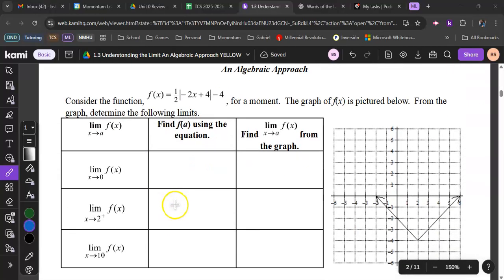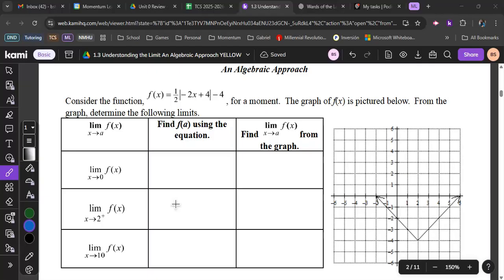Now let's jump in and do some new stuff, which is really just extensions of what we've already done. All right. Consider the function over here, which is an absolute value function. That's why it looks like a V. Graph of f of x is pictured there. From the graph, determine the following limits. So the limit as x approaches 0 of f of x.